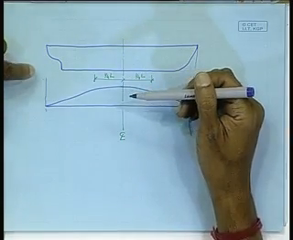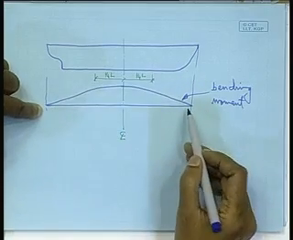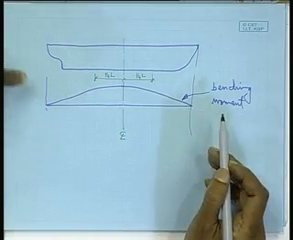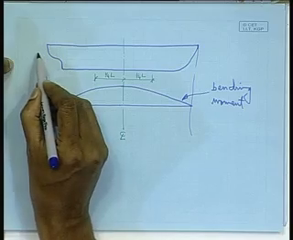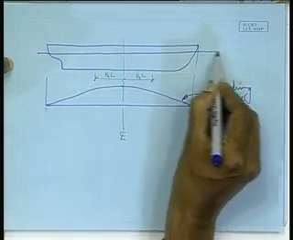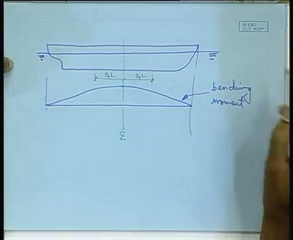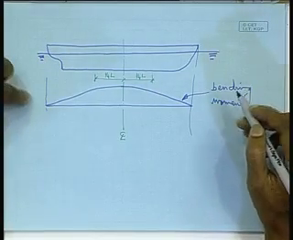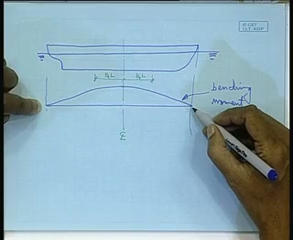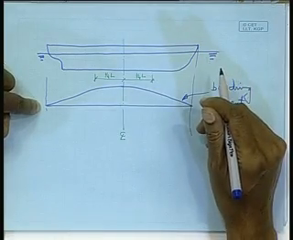Why is midship section important? Because if we see from the bending moment diagram, this is a typical bending moment diagram, since the ship is floating, it can be considered as a simply supported beam with uniformly distributed load, right. So at both ends, the bending moments are 0, and somewhere in the middle it will be maximum.